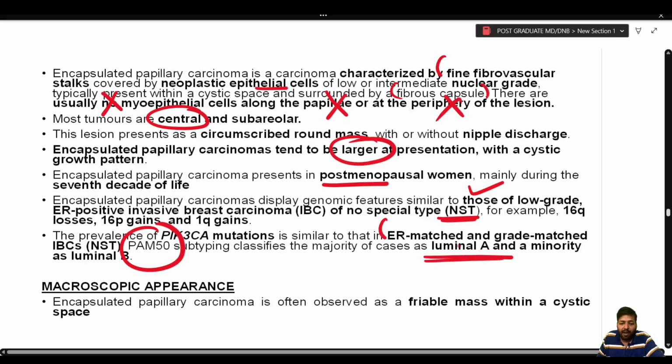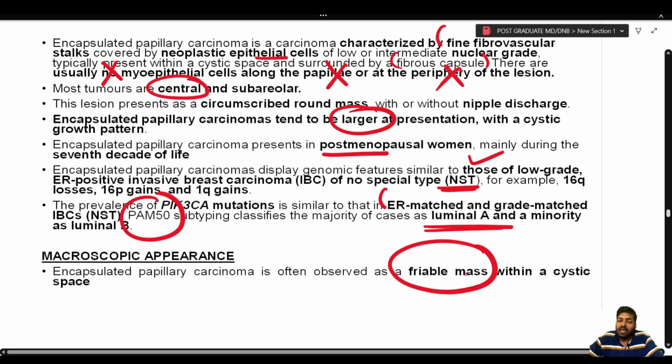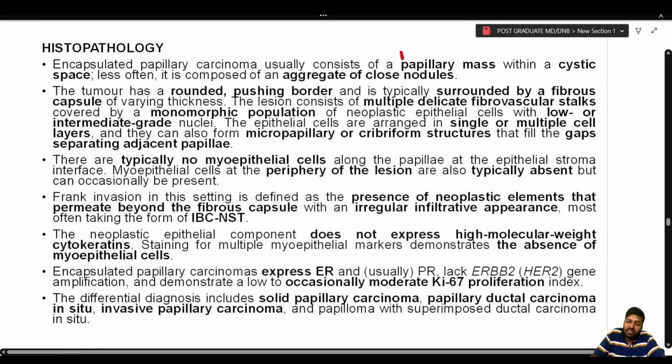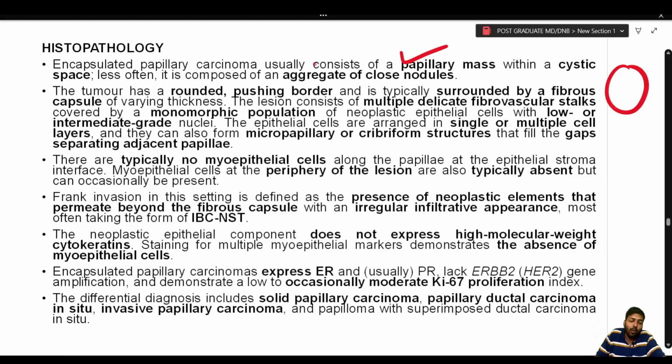Macroscopically, they appear as a friable mass within a cystic space. This is very much similar to a papillary DCIS, so you cannot differentiate based on the gross features. Histologically, as I told you, you will see a papillary mass within a cystic space, a ductal lesion. Less often it is composed of an aggregate of closed nodules. The tumor has a rounded pushing border and is typically surrounded by a fibrous capsule of varying thickness.